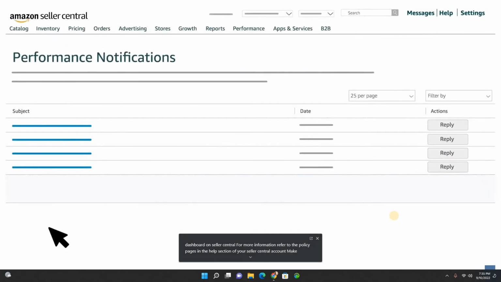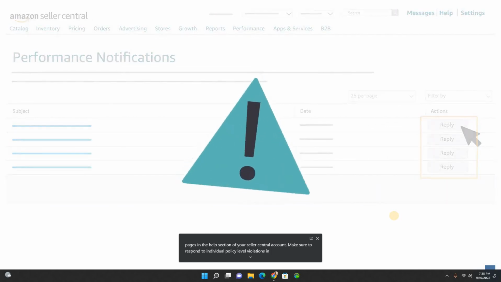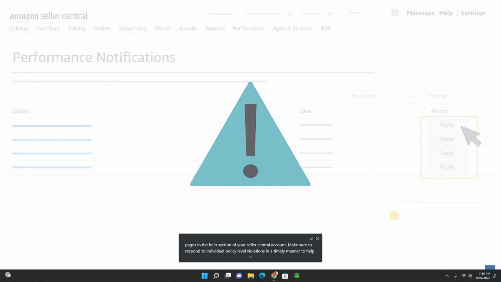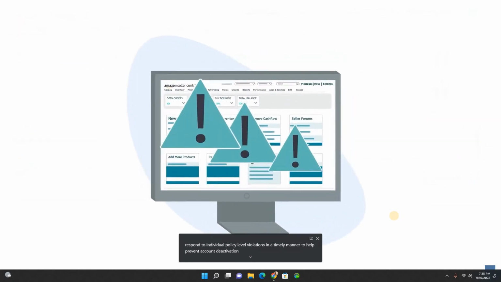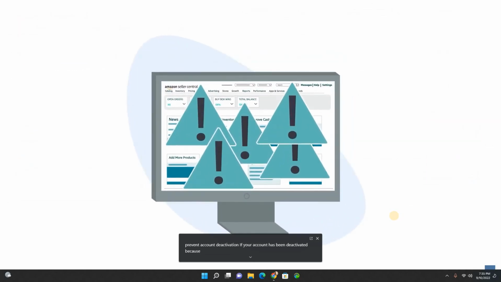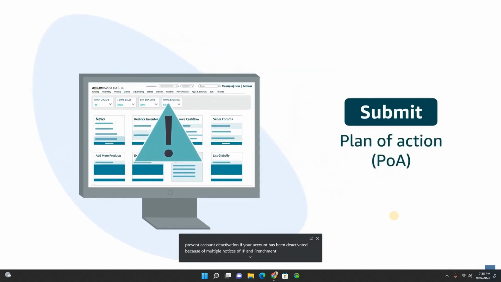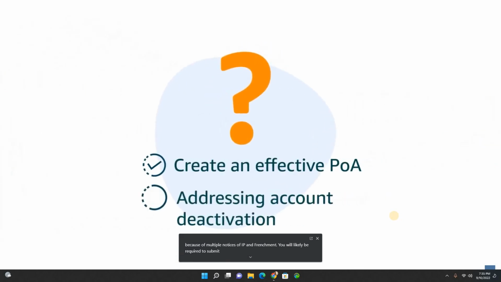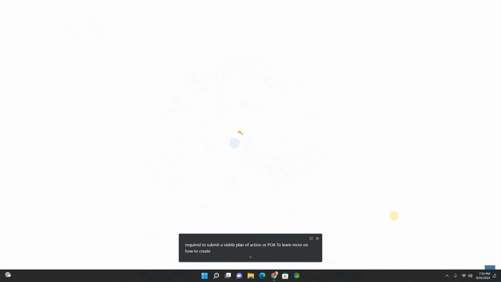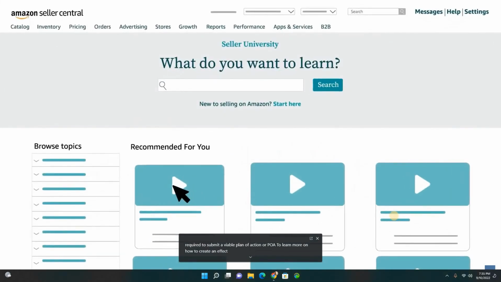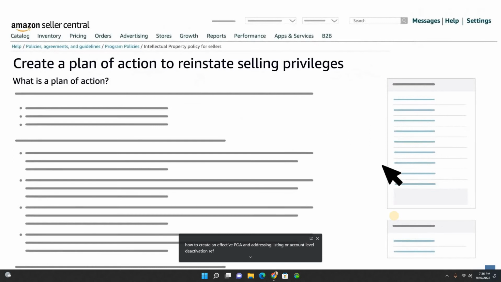Make sure to respond to individual policy level violations in a timely manner to help prevent account deactivation. If your account has been deactivated because of multiple notices of IP infringement, you will likely be required to submit a viable plan of action or POA. To learn more on how to create an effective POA and addressing listing or account level deactivation, refer to additional content on Seller University or to the appropriate help pages on your Seller Central account.